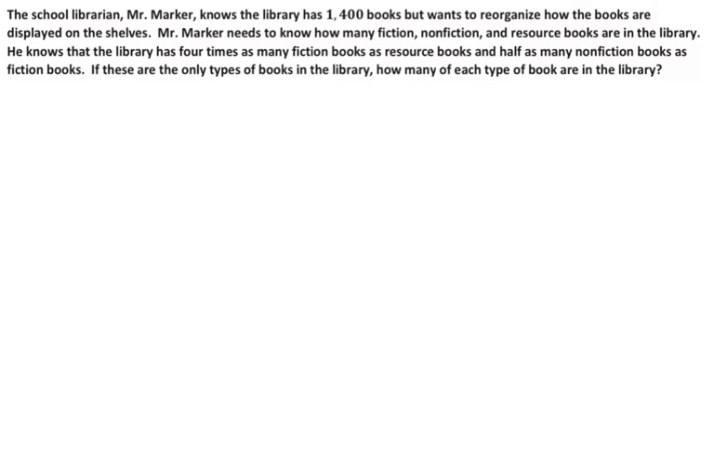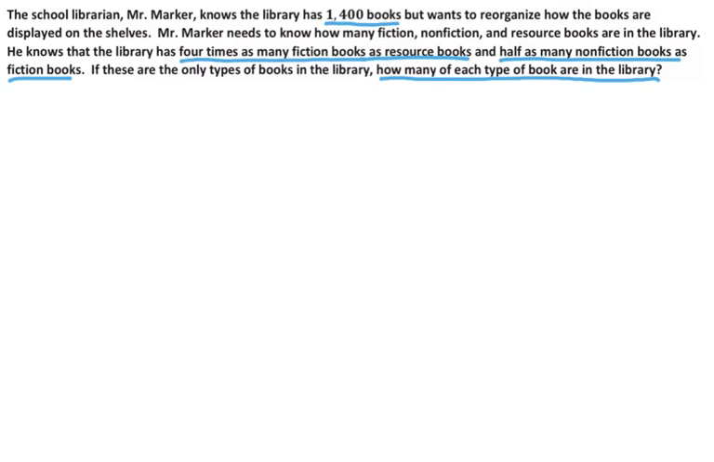So our first step to help us solve this problem, because it is a story problem, is we are going to underline or circle anything that we think is important. So the first thing that I think is important is the fact that the library has 1,400 books. All right, so now we know that the library has 4 times as many fiction books as resource books and has half as many nonfiction books as fiction books. And then we want to know how many of each type of book are in the library. So now that we've underlined important information, we can start solving this question.